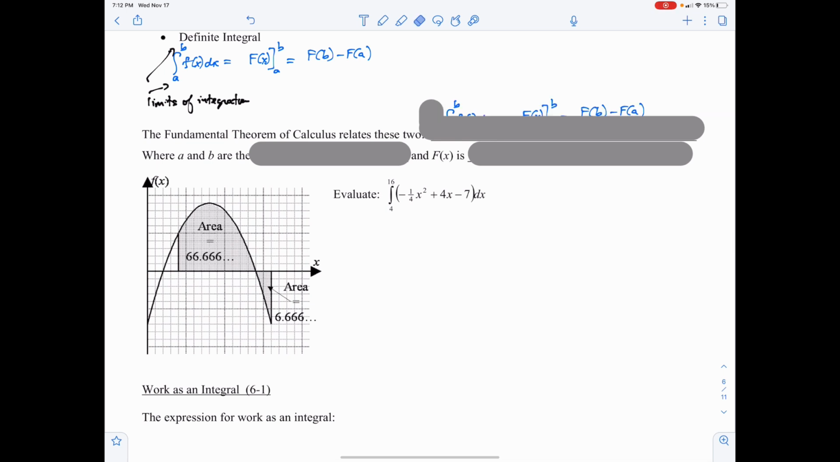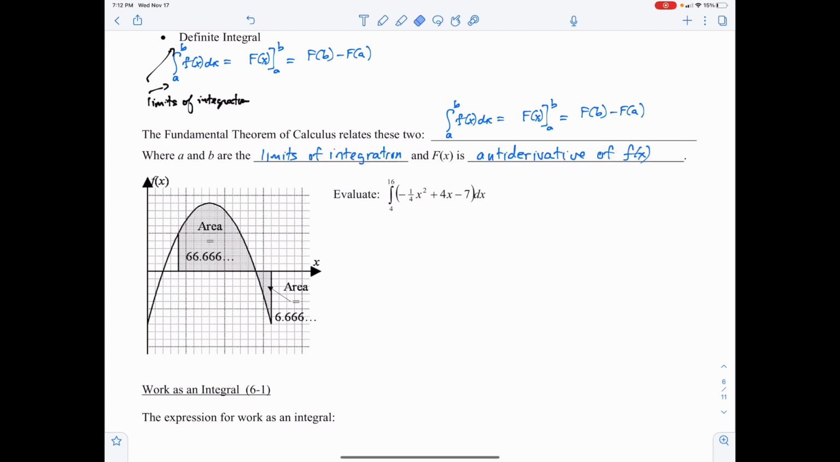This is known as the fundamental theorem of calculus, where a and b are limits of integration, and f of x is the antiderivative.